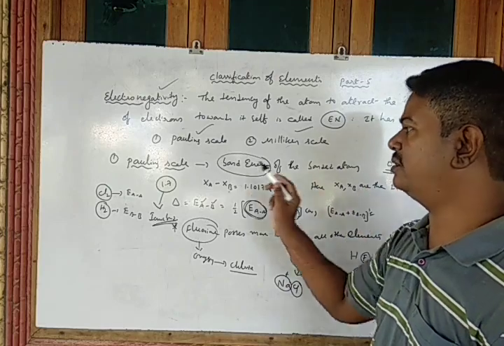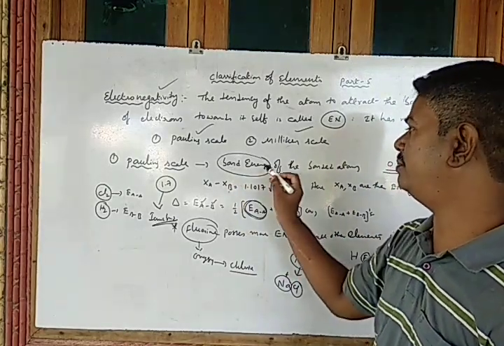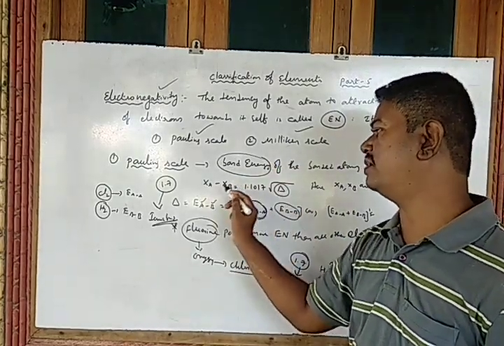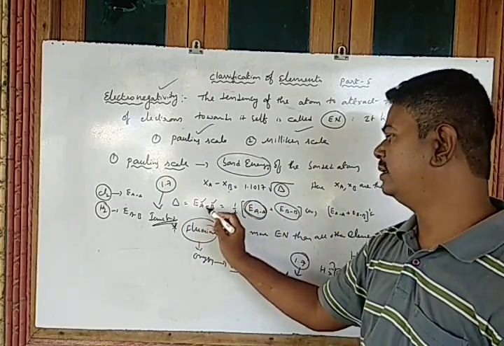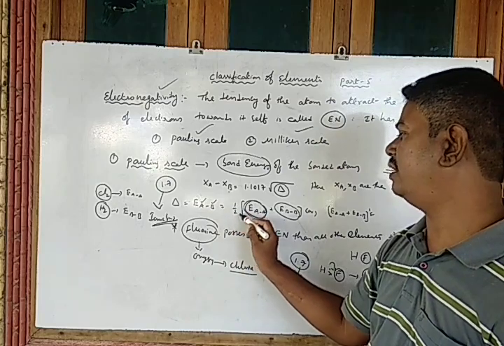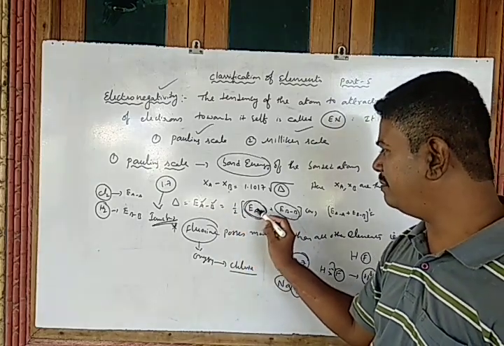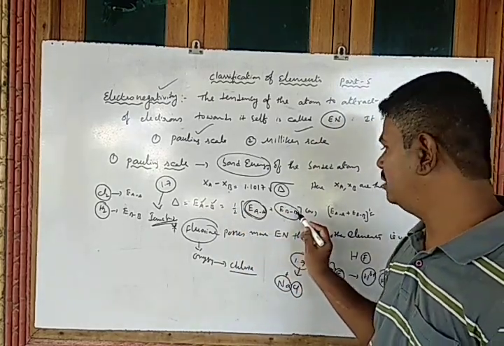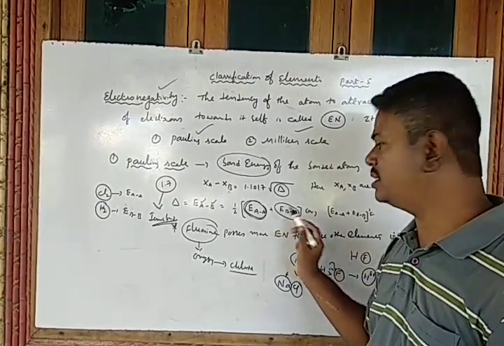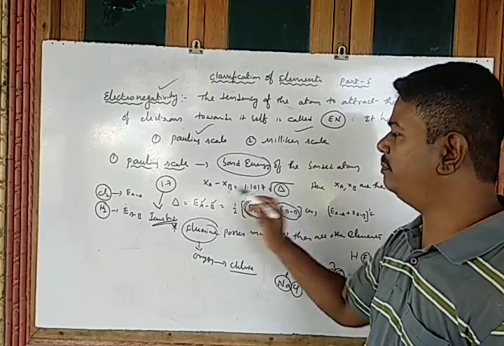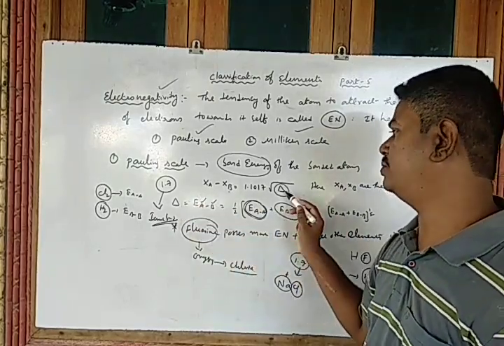The Pauling scale is completely based on the calculation of bond energies. So the bond energy difference gives the delta value. Delta equals E_AB minus half into E_AA plus E_BB, where E_AA means a diatomic molecule of A, and this is also a diatomic molecule of B. Then finally we take the sum of these two, which gives the delta value.